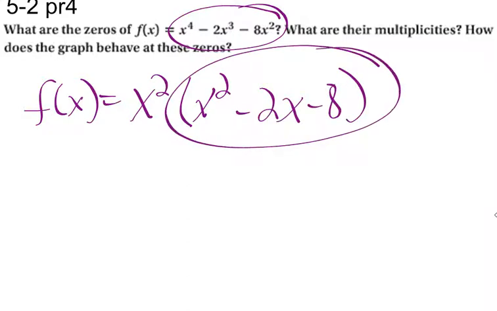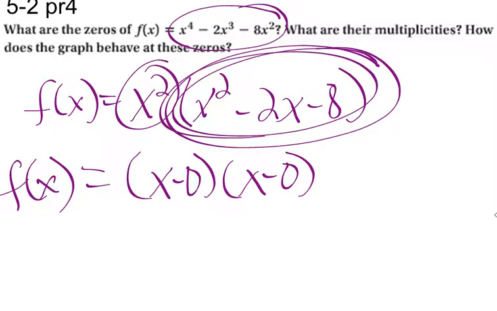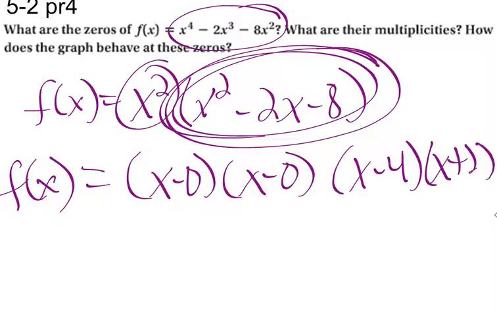And we can factor this, and we know from the book that this is going to be x minus 0 times x minus 0, which is just x times x, right? And now let's factor this part out. What 2 factors of -8 add up to be -2? Well, x minus 4 times x plus 2. What 2 factors of -8 add up to be -2? -4 and positive 2.